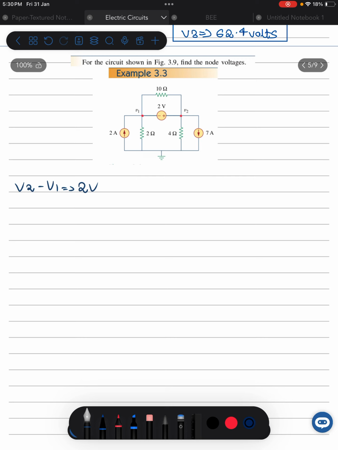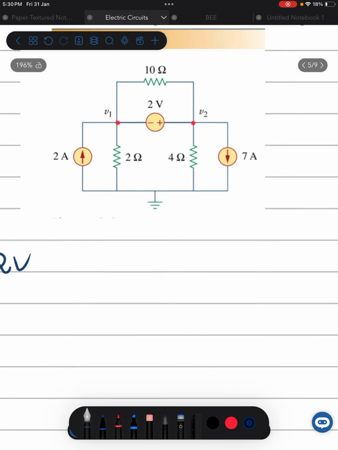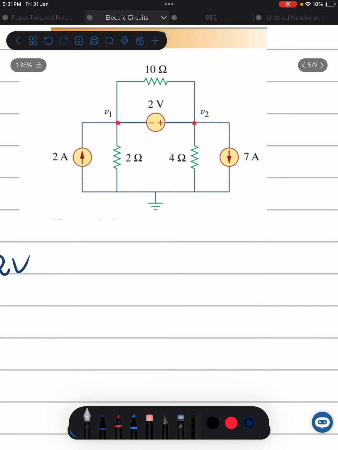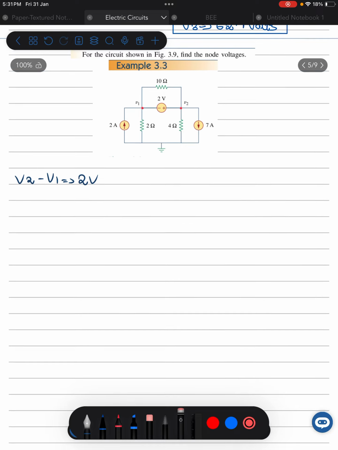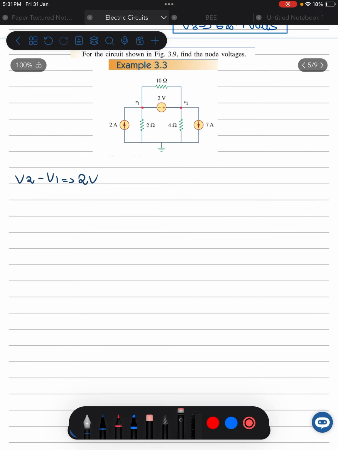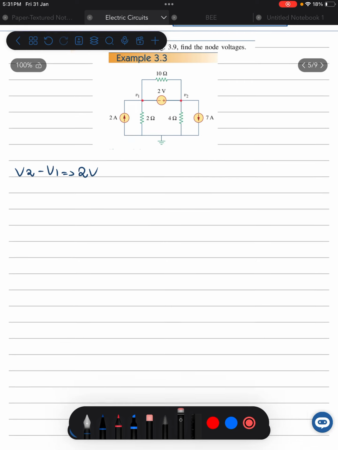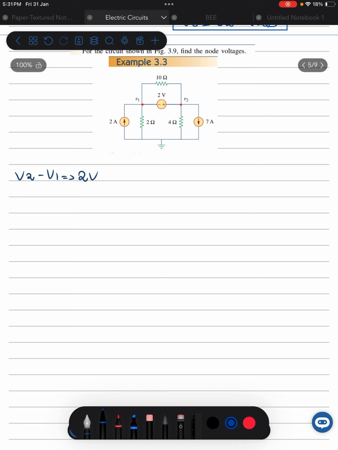And how did we write down this equation? As we can see, the positive polarity is facing node V2 and the negative polarity is facing node V1. So that means V2 would be positive and V1 would be negative, and their difference would be equal to the magnitude of the voltage source, which is 2 volts. And now we're going to be applying KCL on nodes V1 and V2.